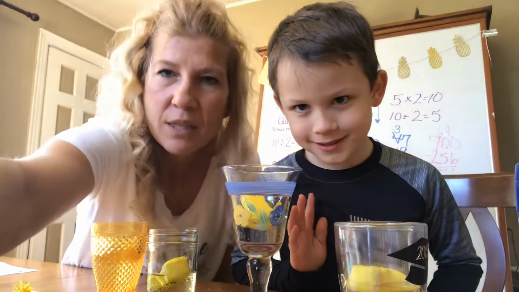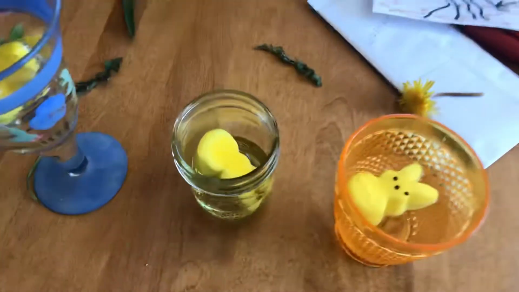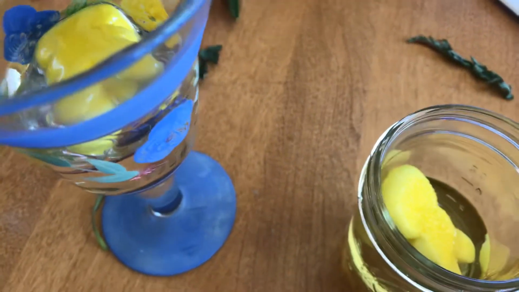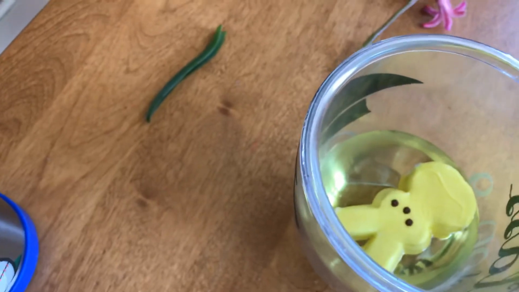But let's look at each. I'll spin this around so you can see. This one has water. This has vinegar. This has the corn syrup, so you can see that's nice and thick. And then that one is your hydrogen peroxide.